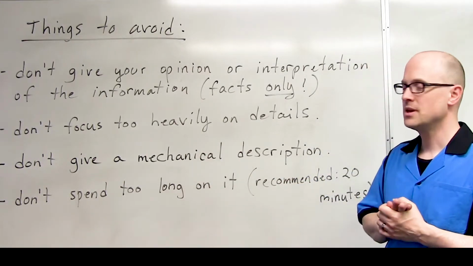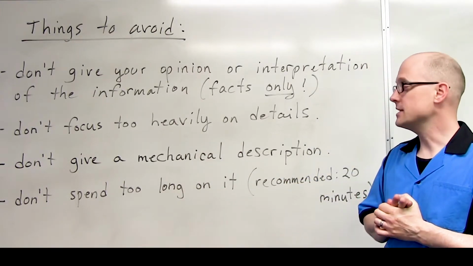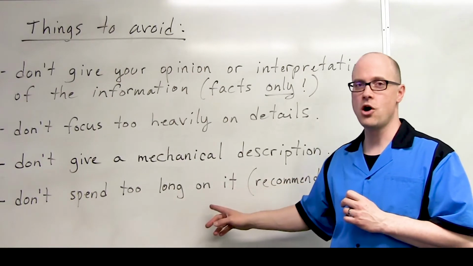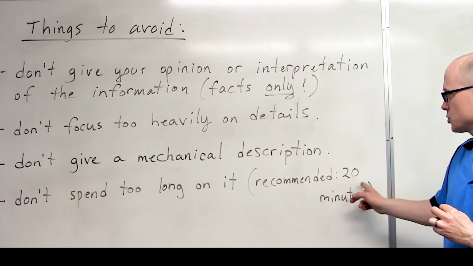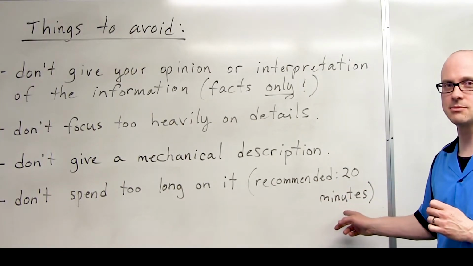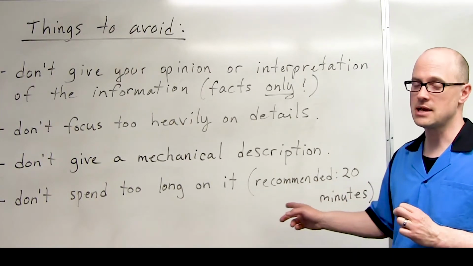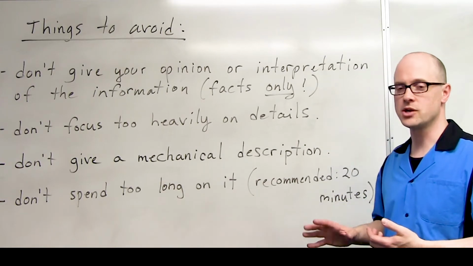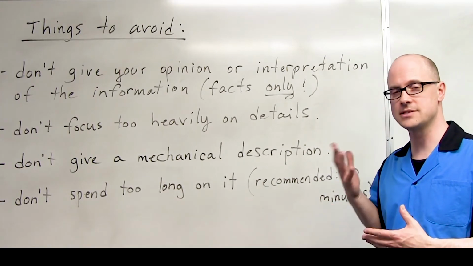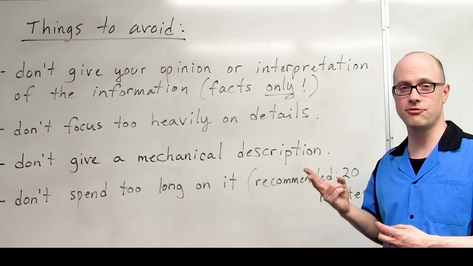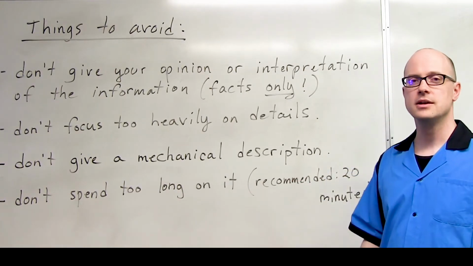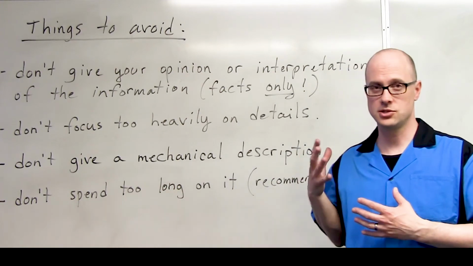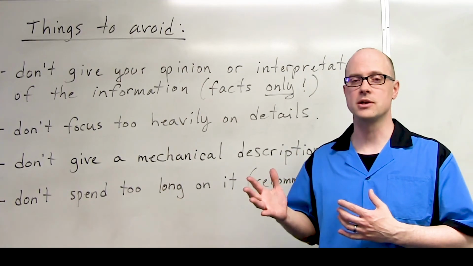The final thing to keep in mind is that you should not spend too long on this essay. The IELTS people recommend 20 minutes to write this essay. Sometimes it can take a little longer. Sometimes you might finish up early, but try not to take too long because you have a second essay to write and they tell you to spend 40 minutes on that. So try not to spend too long on task 1 and sacrifice your time on task 2.